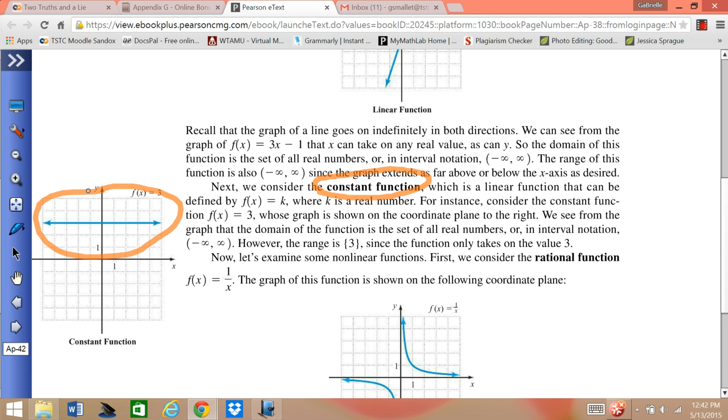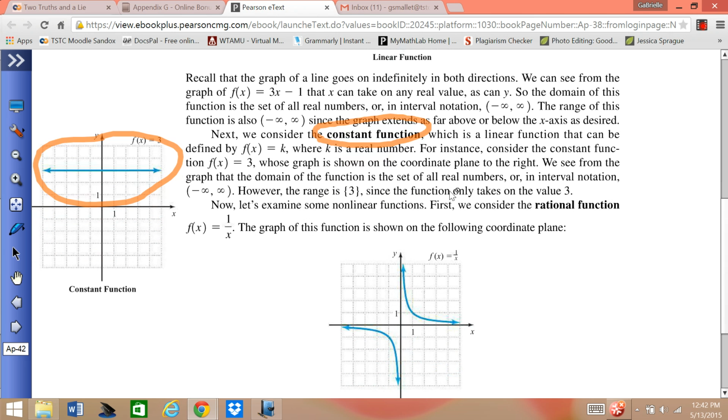And then we more in graphing. We're not going to graph really this semester, but that's what that means. It's a function that you get a horizontal line from. It's a constant. And notice both of these are linear functions because they give you a line.